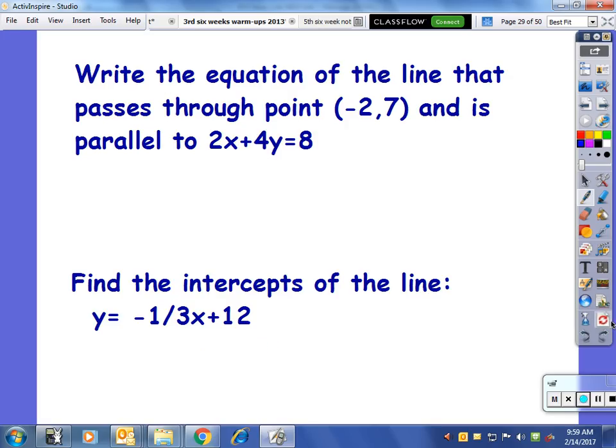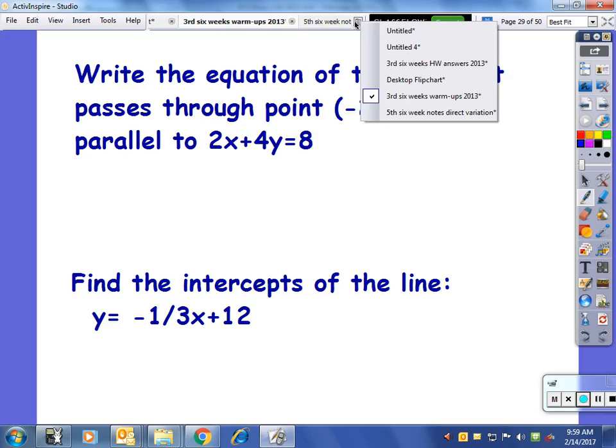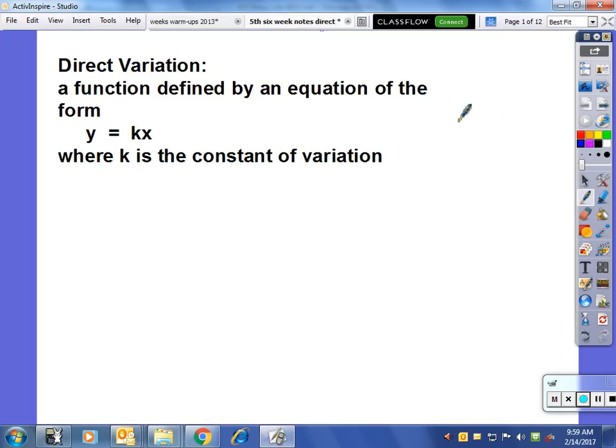Okay, we're going to grade the homework after. Let's go ahead and get through one of the things that I feel like is going to be on the CBA, and it's called direct variation. So that's your title for your notes, direct variation. Sometimes it's called proportional. And I think you might have done this last year. I'm not 100% sure.